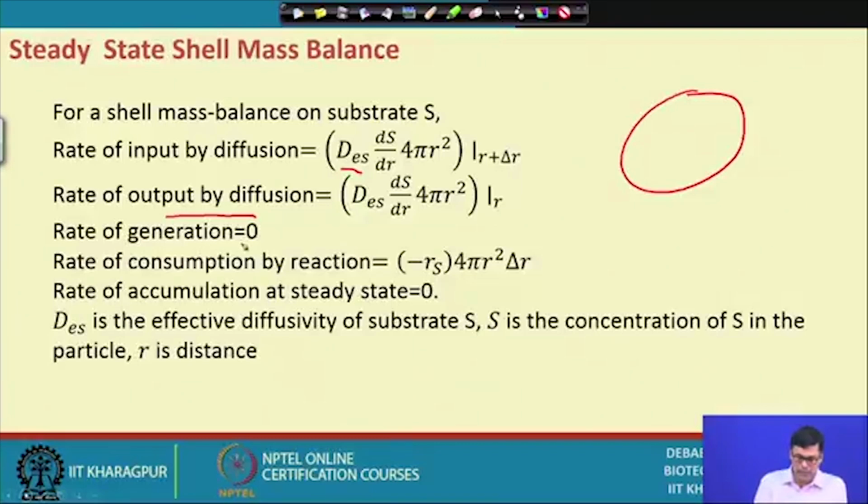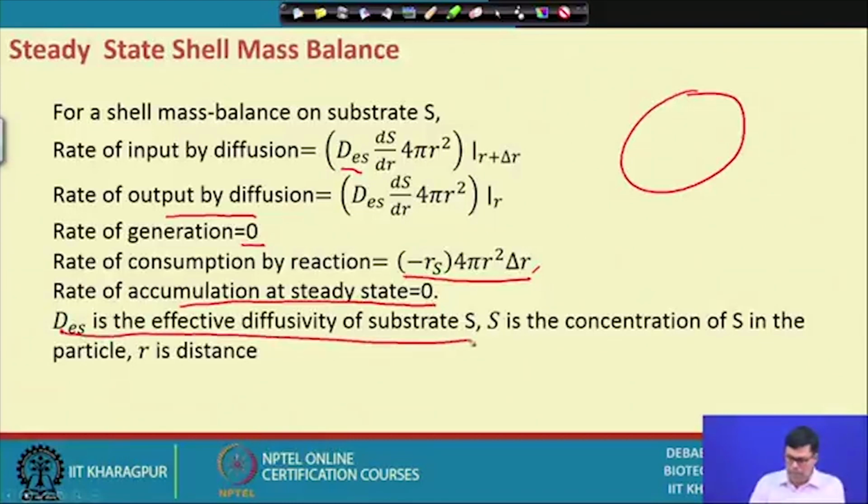The rate of generation is equal to 0, since substrate diffusion takes place. The rate of consumption I can assume as minus R times volume, and this is 4 pi r squared into del r, which is nothing but volume. The rate of accumulation at steady state is 0, and D_es is the effective diffusivity of the substrate S. S is the concentration of substrate in the particle, and r is the distance.